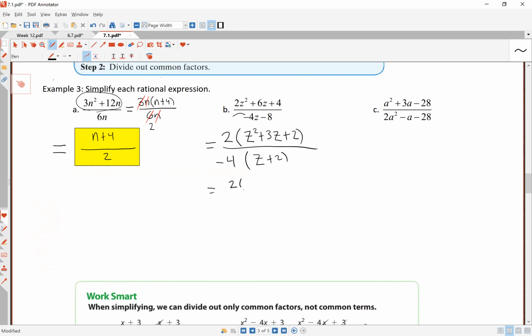Completely factoring everything, the numerator is 2 times z plus 2, z plus 1, divided by negative 4 times z plus 2. We see that the z plus 2's divide out. The 2 goes into 4 twice. We get negative z plus 1 over 2.